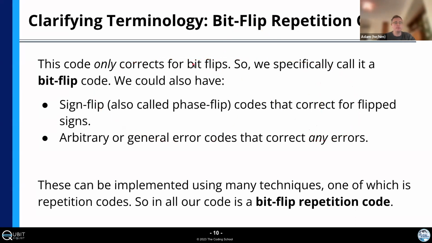So it's a bit flip code because it corrects only for bit flips. But it's also a repetition code because the way that it does it, the specific technique, is using repetition, right? So we call it a bit flip repetition code. Note that you could also have a phase flip repetition code, which again is the content of the homework this week. So it corrects for phase flips, but it's still a repetition code. Note you could also have a bit flip code that is of a completely different technique that uses something like more advanced terms like the stabilizer formalism or something like this that we won't go into here. So I just want to clarify some of this terminology for you all.